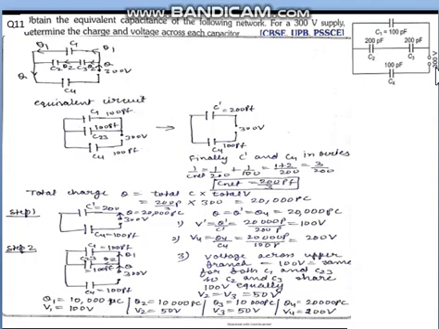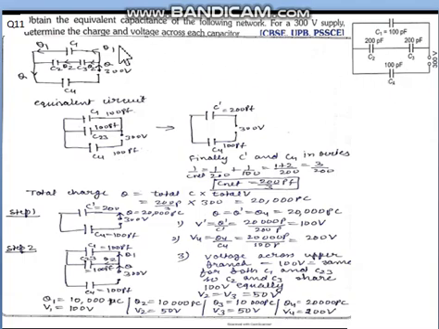First of all, the position of the battery. It is not the usual position. Usually the battery is shown here, but here at the side the battery is shown, and according to the battery position the equivalent capacitance value will change.